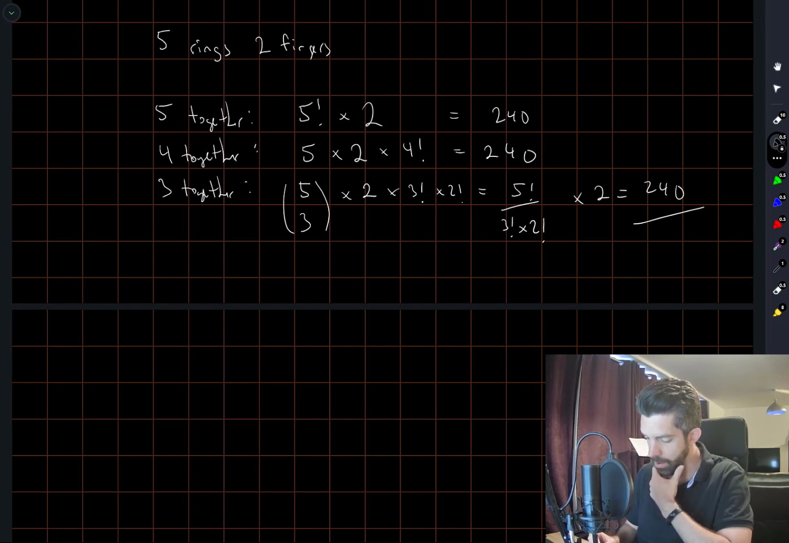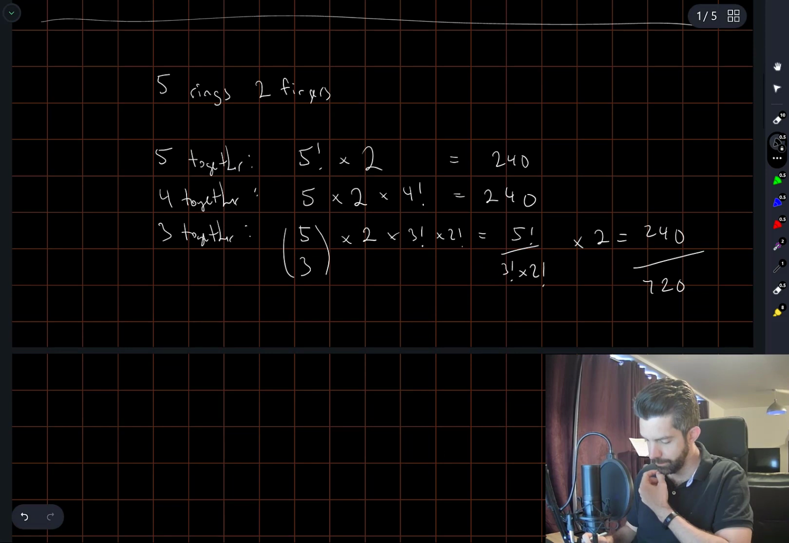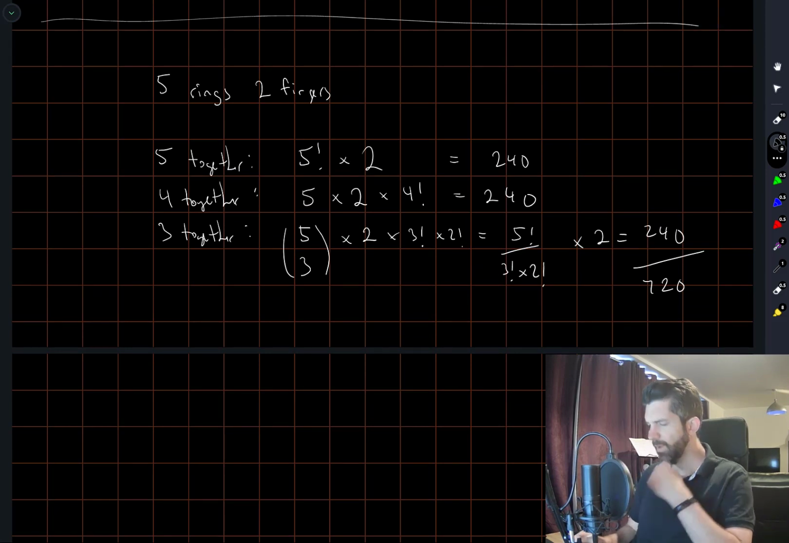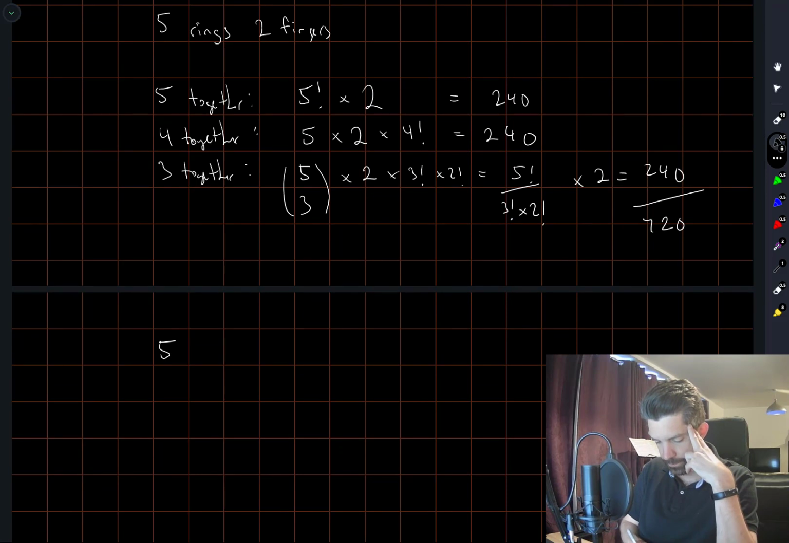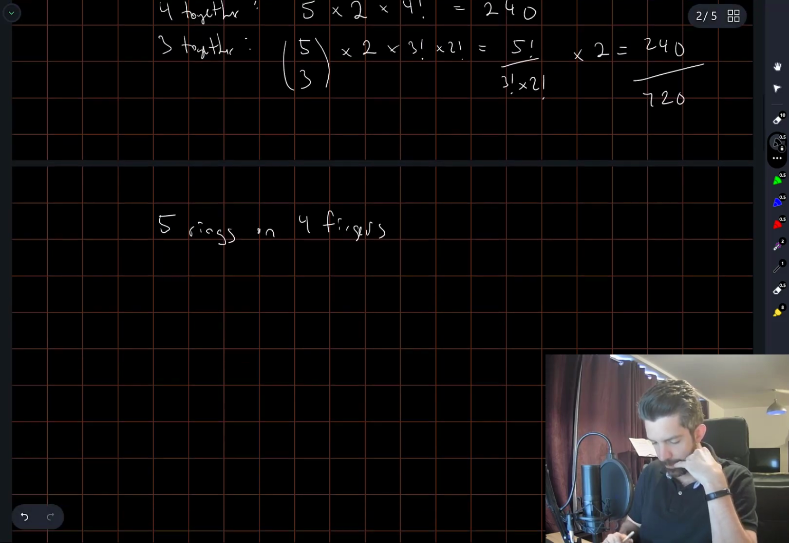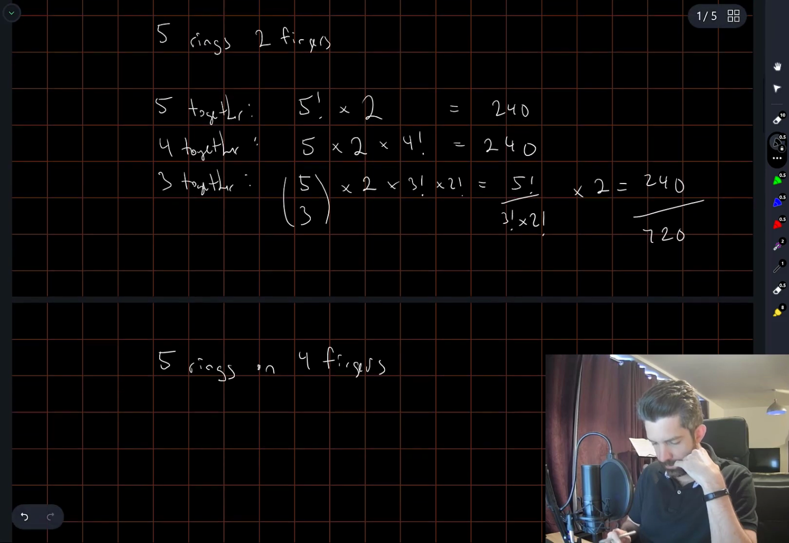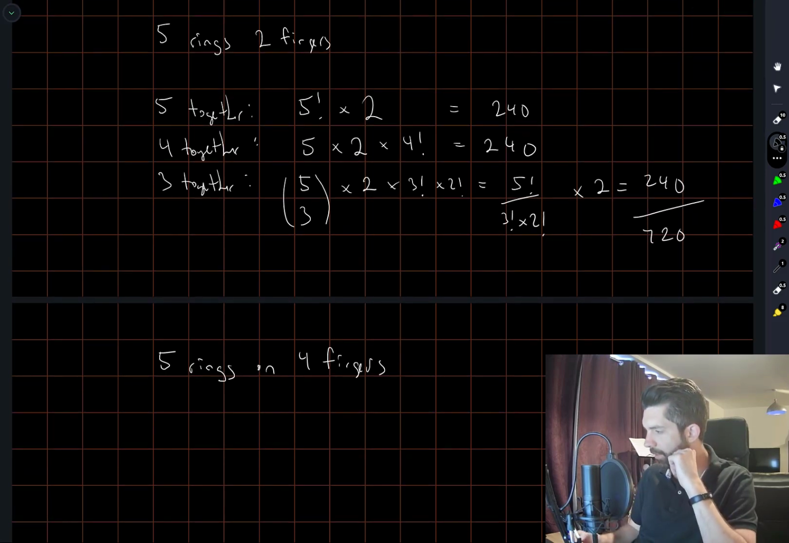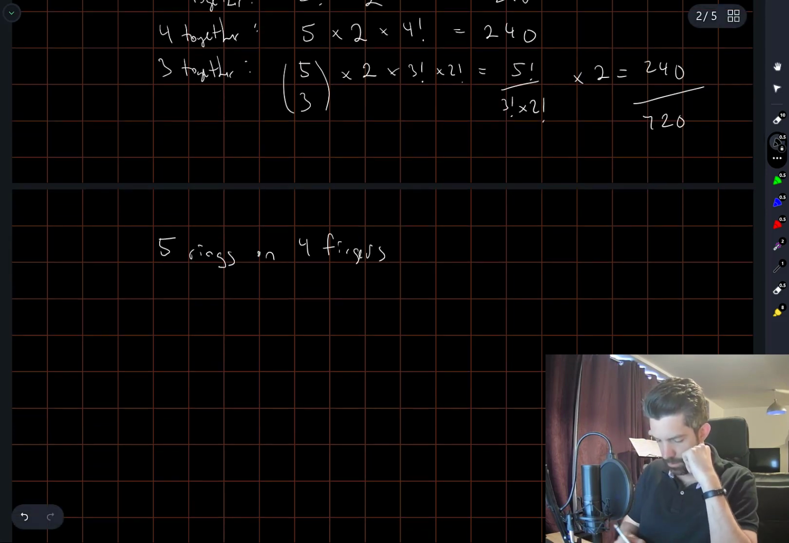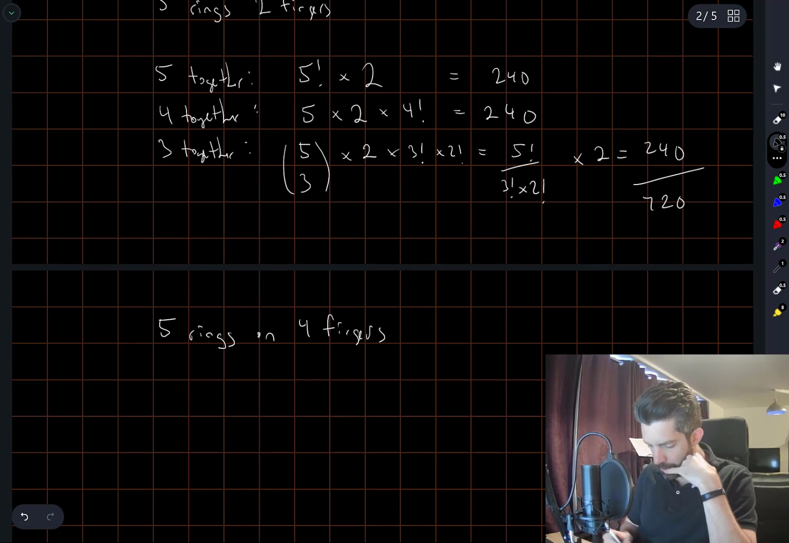What is going on? This is what, 720. This is bizarre. So if the pattern is to continue here, 5 rings on 4 fingers, it's a little different though, because now we can divide things into 4 different groups, not just 3. But it should be, is it going to be 5 factorial times 4? Well, that's 5 factorial times 4 will give us like this number. And then we have to multiply by the total number of arrangements going down.